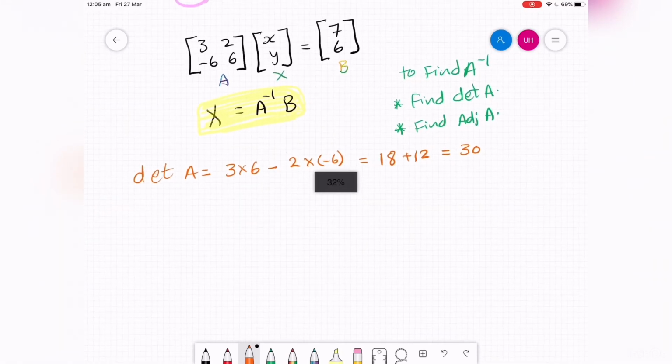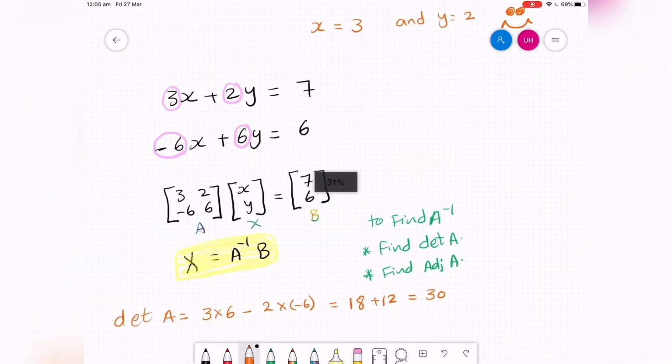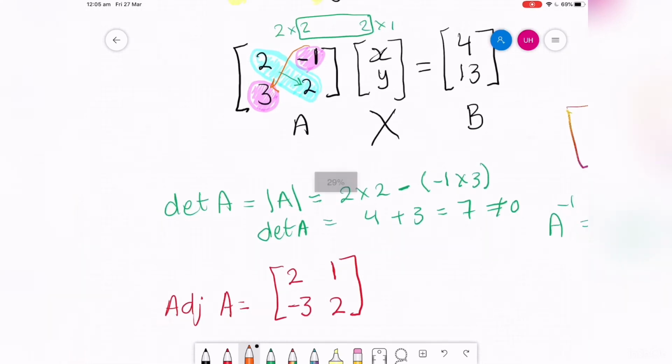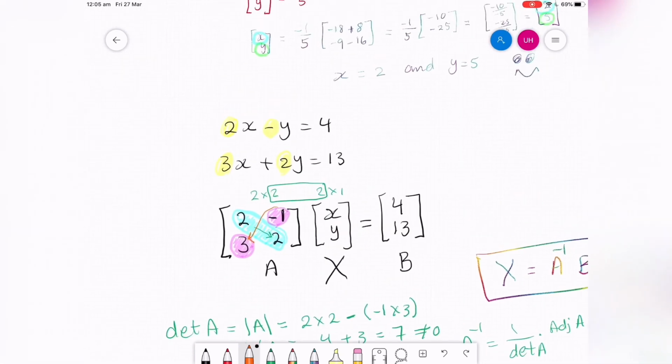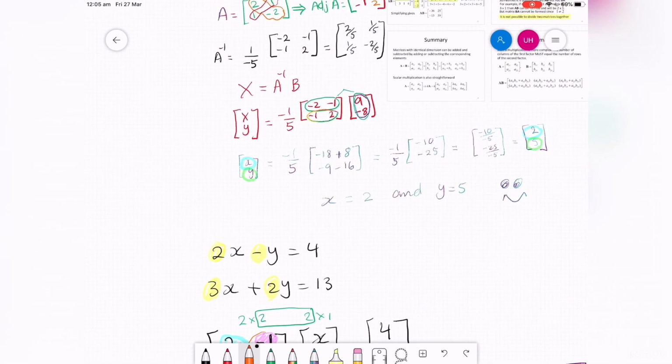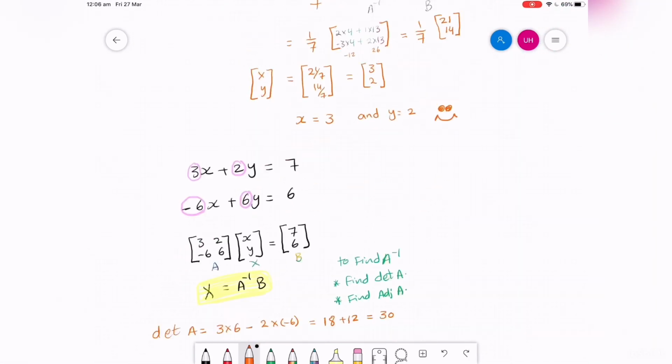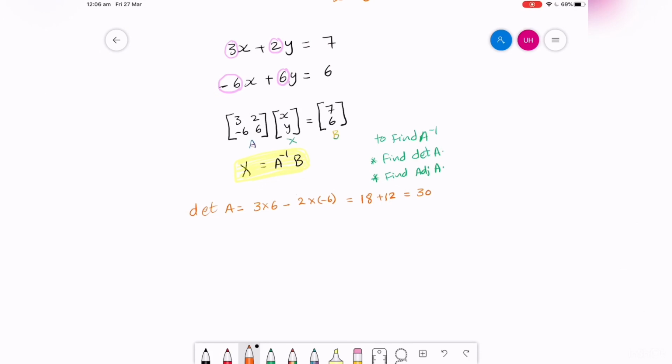Just let me check if this is the same example. No, the example was over 5. Okay. And that was 7. Oh, okay. Right, so the determinant here is 30.